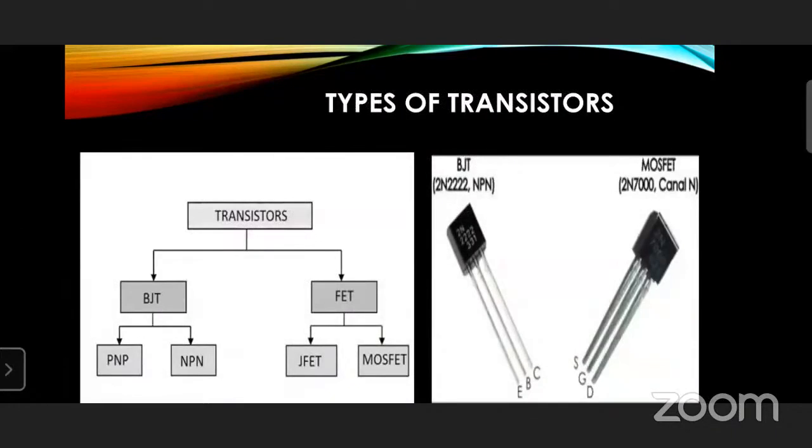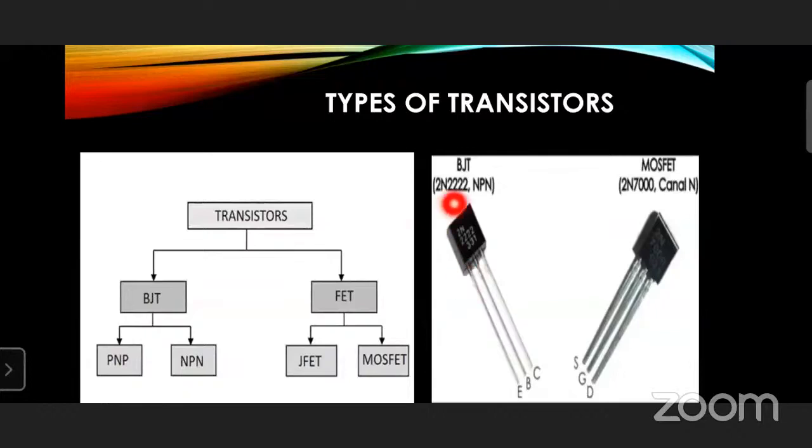Then, types of transistors. Transistors are mainly of two types: firstly BJT and second is FET. BJT is a bipolar junction transistor, which is again divided into two types: first is PNP transistor and second is NPN transistor. Then FET, which is a field effect transistor, is again divided into two types: JFET, junction field effect transistor, and MOSFET, metal oxide semiconductor field effect transistor.